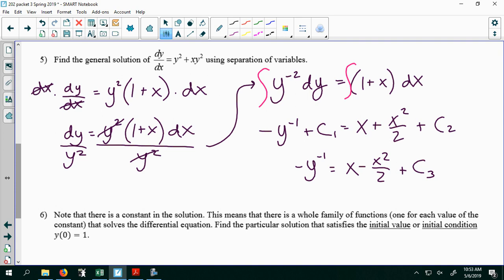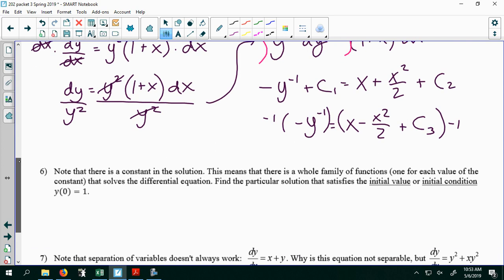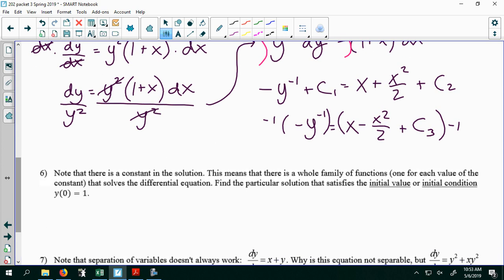Multiply both sides by negative 1. Oh, that was a mistake. Thank you. Okay, so now I have y to the negative 1, which is the same thing as 1 over y, is equal to negative x minus x squared over 2. I could write minus c3, which is the opposite of some arbitrary constant, which is just a new arbitrary constant. So I'm just going to call it plus c4.